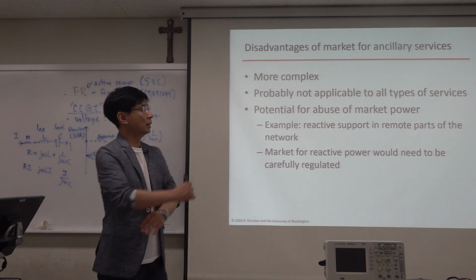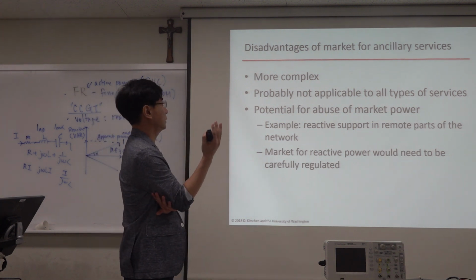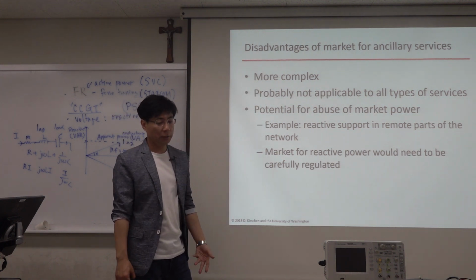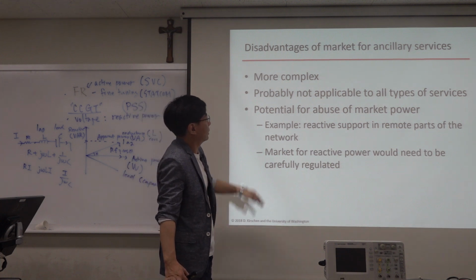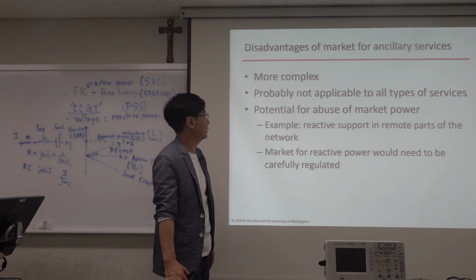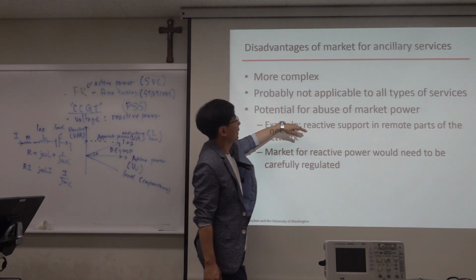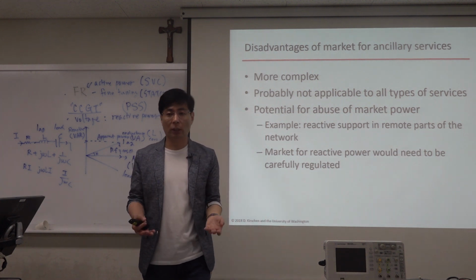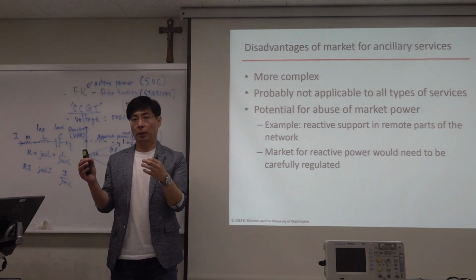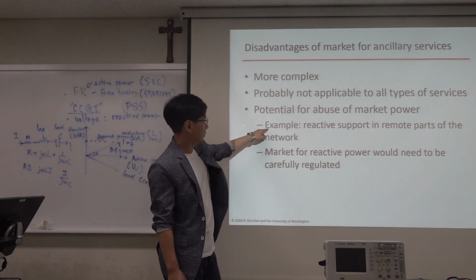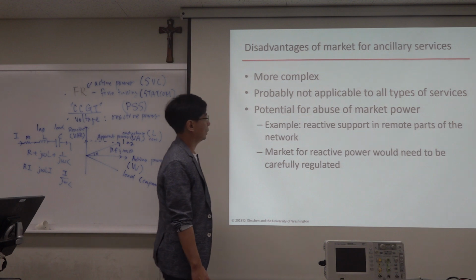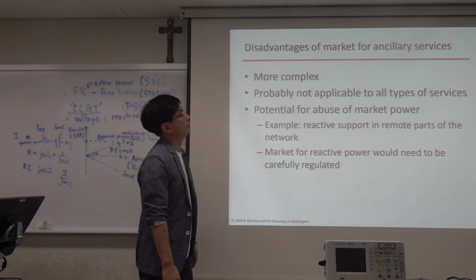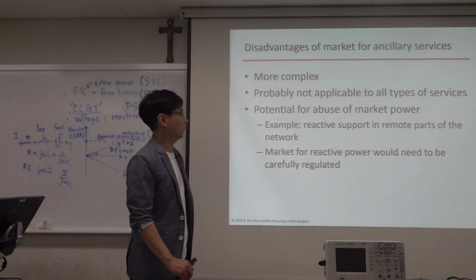Good. But of course, we have some disadvantages of markets for ancillary services. It will be more complex than the energy market, and probably not applicable to all types of services, and potentially there may be an abuse of market power, especially when there are only a few market participants. Okay, so for example, reactive support in remote parts of the network. In that case, a market for reactive power would need to be carefully regulated.